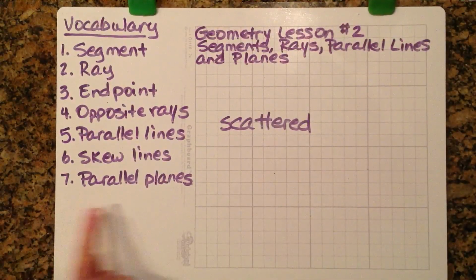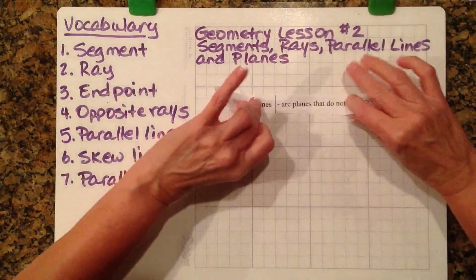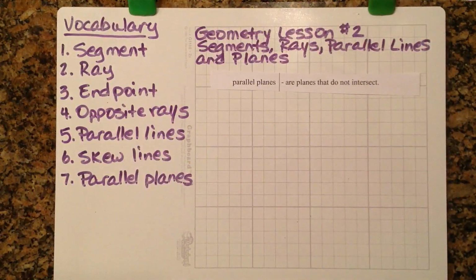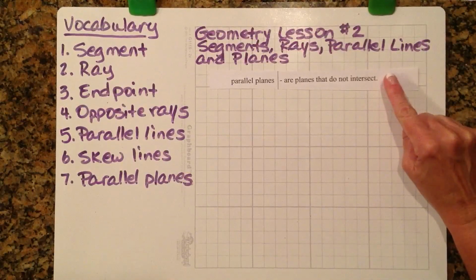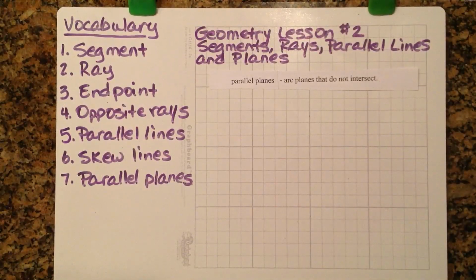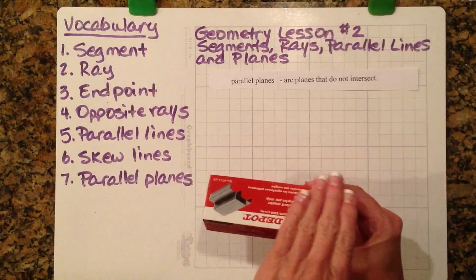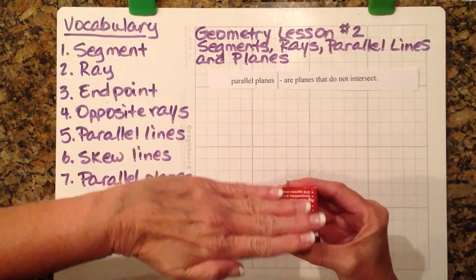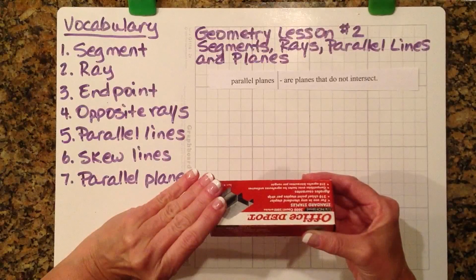Our last vocabulary is parallel planes. Parallel planes are planes that do not intersect. And another example of parallel planes, I'm going to get my little box again. So here's our plane. And remember, a plane goes on forever. This goes all the way out this way. This goes this way. It's like a sheet of paper that continues forever and ever.